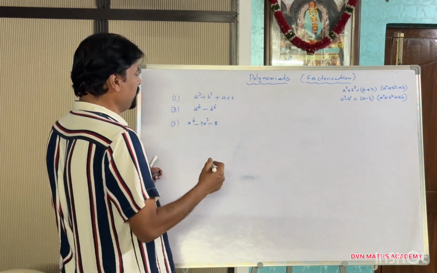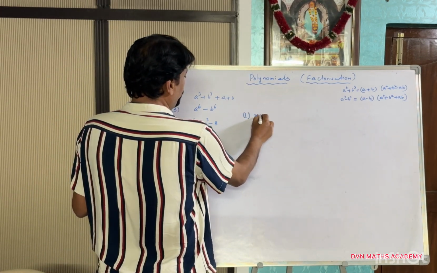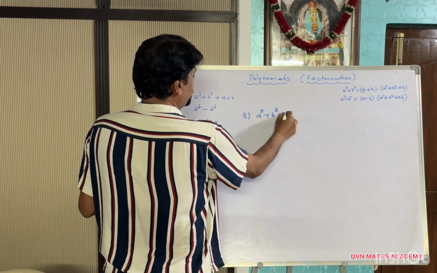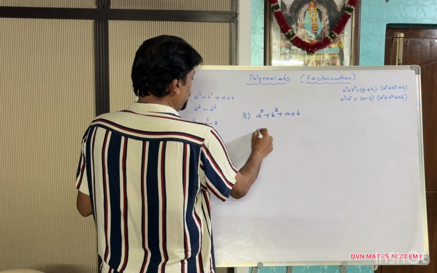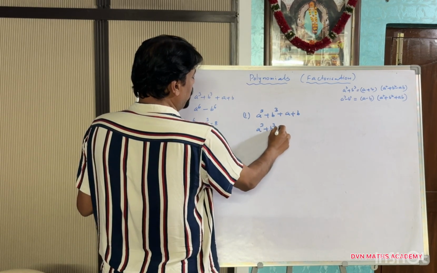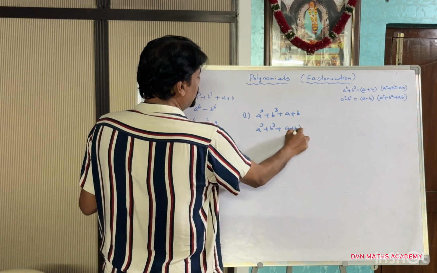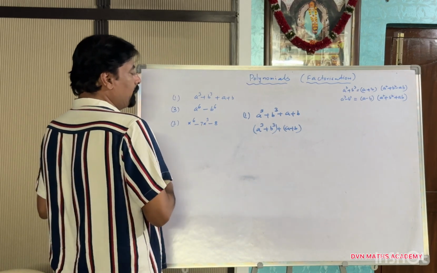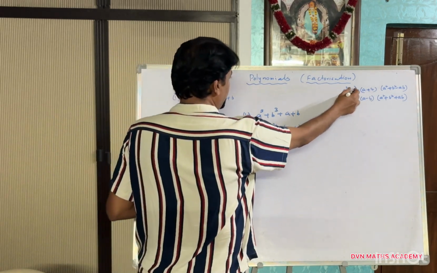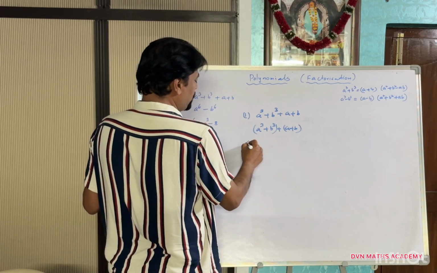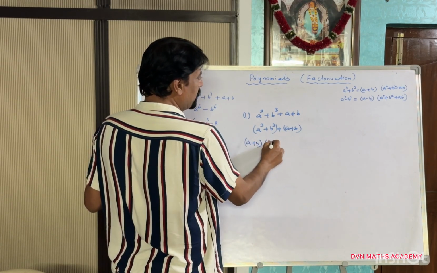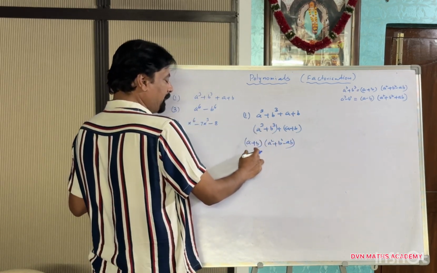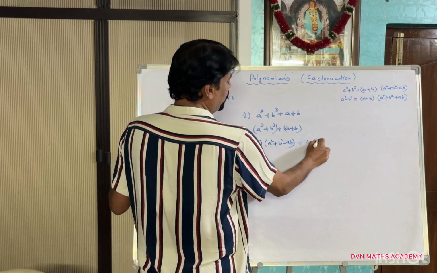Let's look at the first question, a to the power of 3 plus b to the power of 3 plus a plus b. I can write this as a cube plus b cube, plus a plus b, using brackets. Now this is a cube plus b cube. I have already given the formula: a cube plus b cube equals a plus b into a square plus b square minus ab. This is the expansion of a cube plus b cube, and a plus b is there.